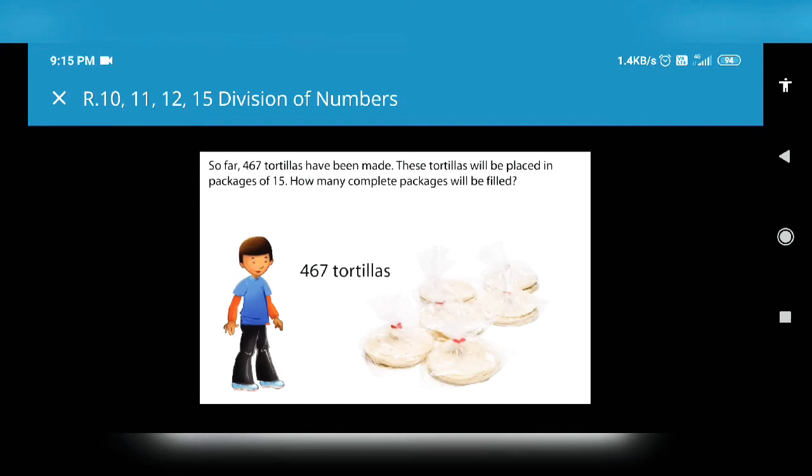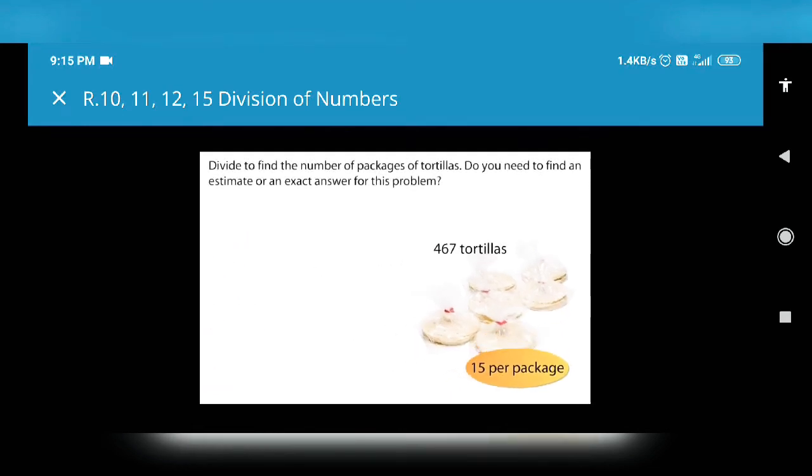So far, 467 tortillas have been made. These tortillas will be placed in packages of 15. How many complete packages will be filled? Divide to find the number of packages of tortillas. Do you need to find an estimate or an exact answer for this problem? You will need to find an exact answer because each and every tortilla must be in a package.